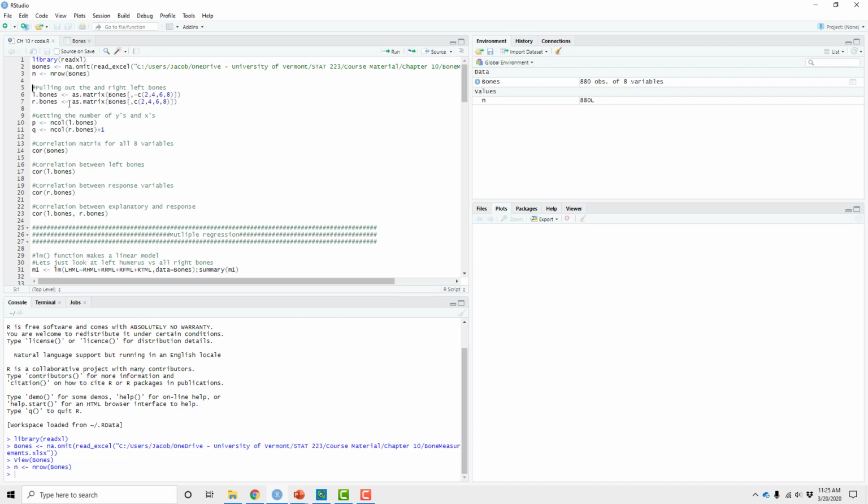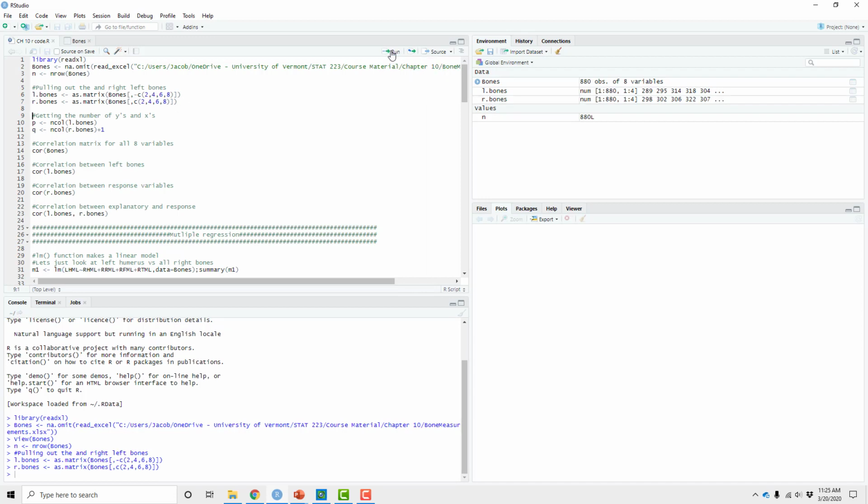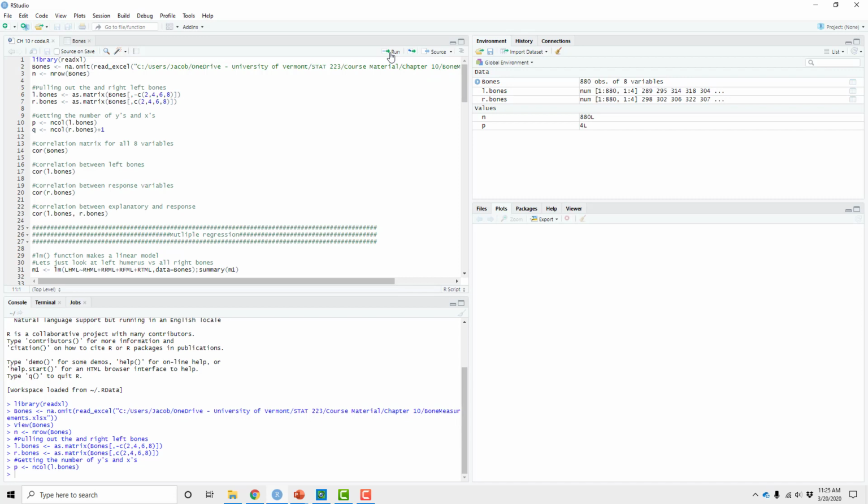And then what we'll do is pull out the y variables, the left bones, and the x variables, the right side bones. So this is saying to delete bones in columns 2, 4, 6, and 8, so that way we get our response variables, and the next line says to keep them since it doesn't have the minus sign there. And then we'll get our number of response variables. We'll get our number of explanatory variables, and we're going to add this one here because we're going to have an intercept, that beta 0. So we're going to include it with q as well.